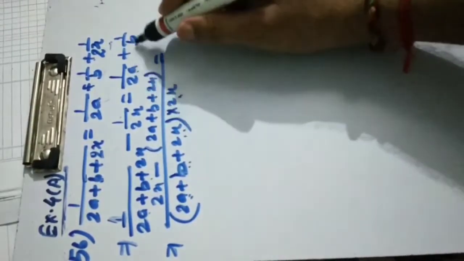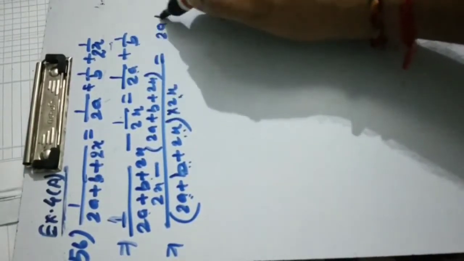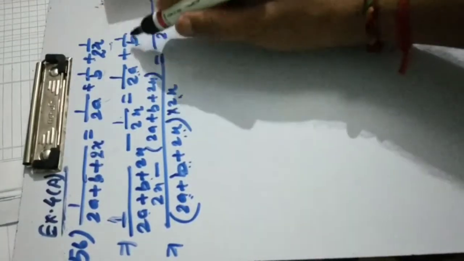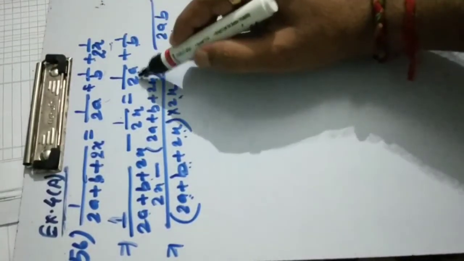Equal to 2a and b. The LCM of 2a and b will be 2ab, the product of these two terms. 2a will cancel with 2a. b will be left.